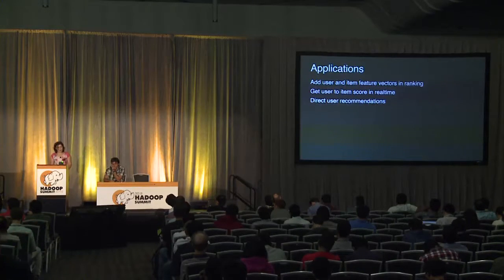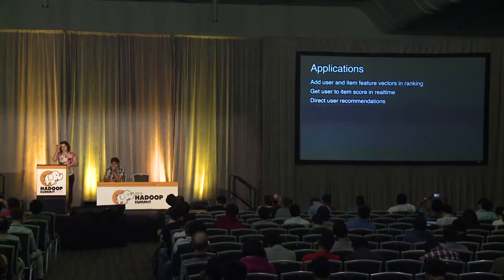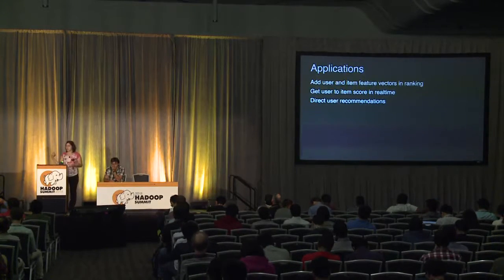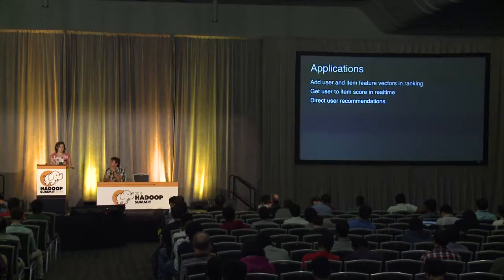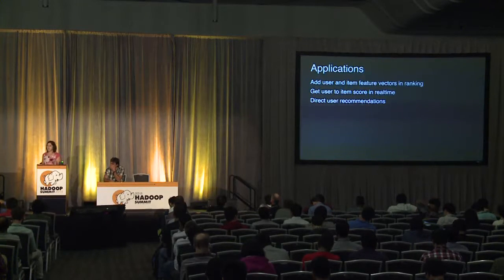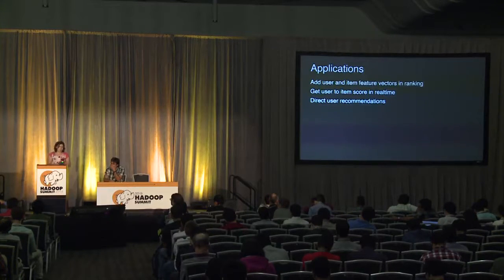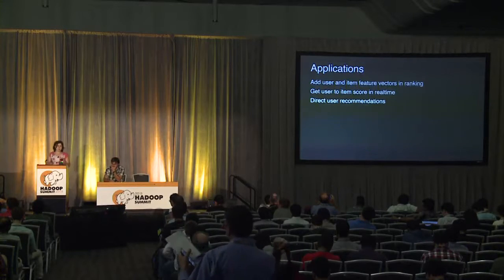So how can we use the output of this algorithm? First, we can directly use the feature vectors that this algorithm produced in our downstream ranking models. Since these are latent features, they might not have been discovered in other feature engineering pipelines. We can use these feature vectors to get the user-to-item score in real time, for example, when we need to sort some set of items for a user. Or we can use direct user recommendations to show them somewhere on the site.